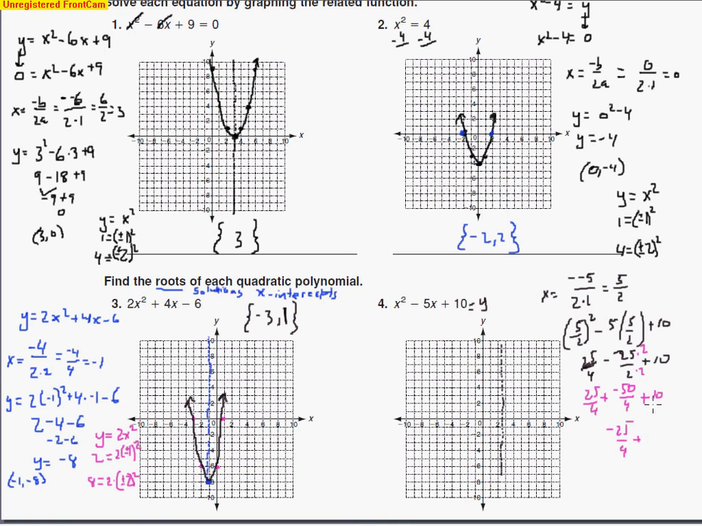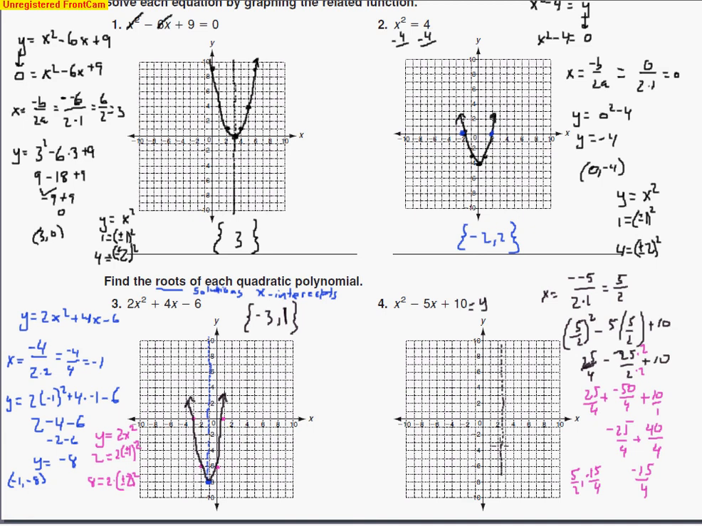I've got to add it to 10, and so I'm going to change 10 so it has a denominator of 4. So I'm going to multiply it by 4, so that makes 40 fourths. Do that subtraction, and I end up with negative 15 over 4. So I've got my ordered pair: 5 halves, comma, negative 15 fourths. So if I go 5 halves, that's 2.5, and 15 over 4, so 4 goes into 15 3 times, with 3 left over, so negative 3 and 3/4.